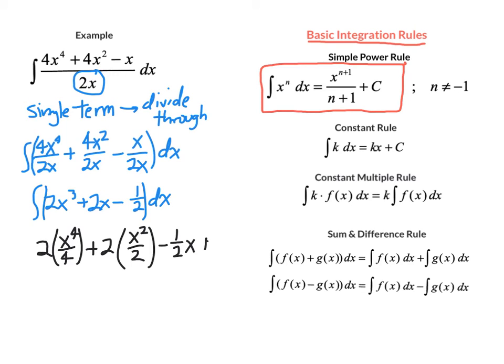And then just remember our plus c, because we don't know what constant could be there, and it's a whole family of antiderivatives. They just all differ by the number at the end, the constant term. And for now, we don't need to know what that is. Now, to get the final version of our general solution, we're going to go ahead and just do our arithmetic here and clean this up. So we end up with 1/2 x to the 4th plus 1 x to the second minus 1/2 x plus c.